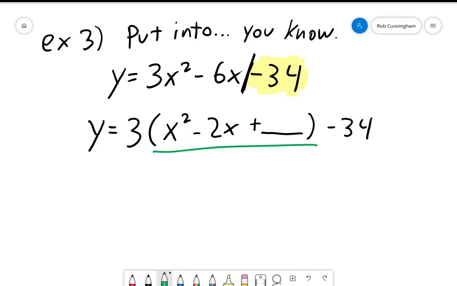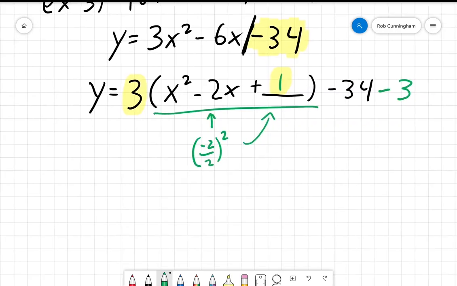So to find that complete square, I take this middle number, negative 2, I divide it by 2 to get negative 1, and then I square it to get positive 1. Now again, I'm not actually just adding 1, I'm actually adding 3 times 1. So to compensate for that, I'm going to subtract 3. Again, I can't just add something to an equation without compensating for it somehow. So if I'm adding 3 with one hand, I have to take away 3 with the other hand.